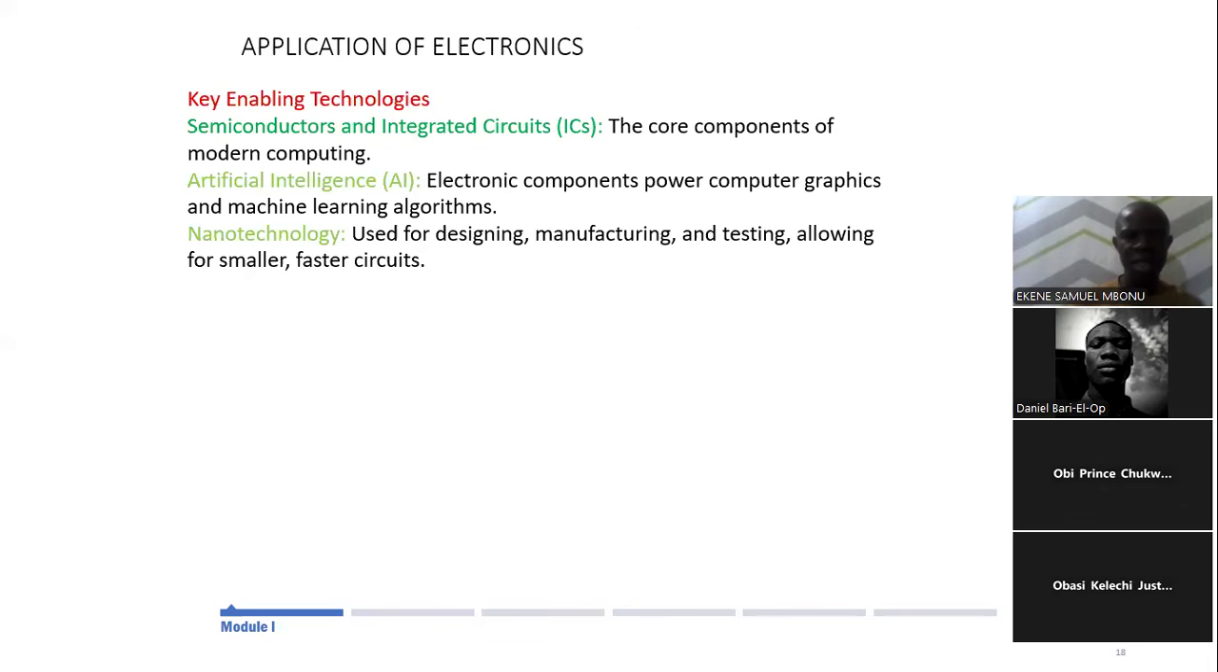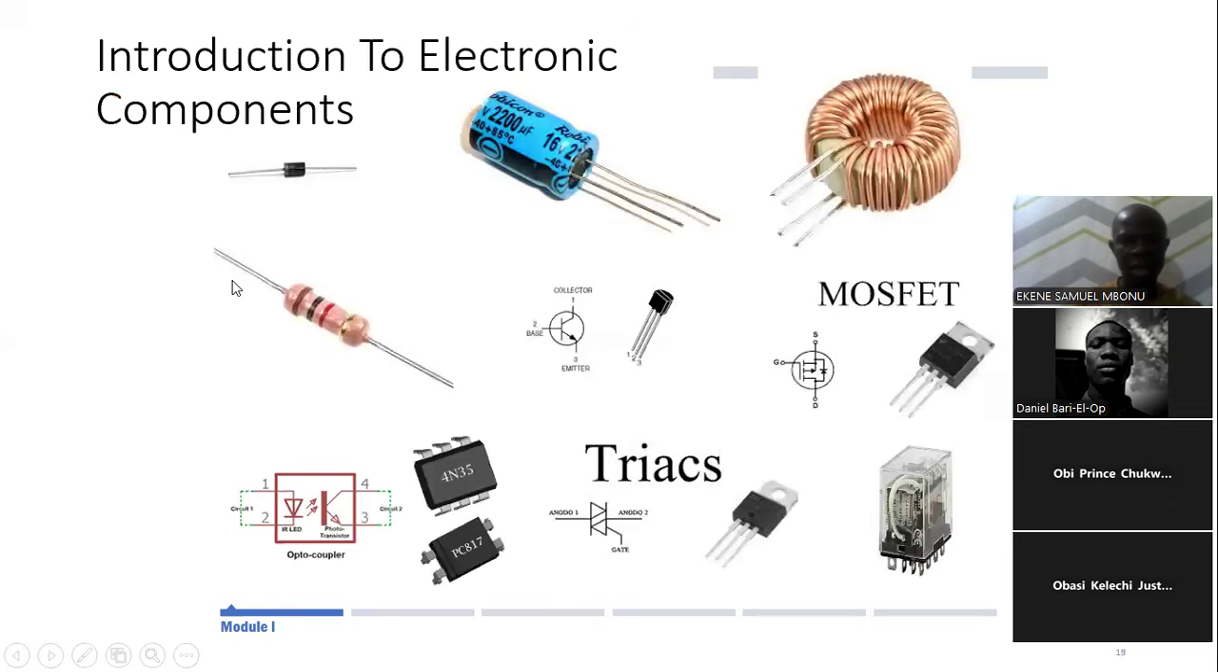Key enabling technologies that drive electronics: 1, semiconductors and ICs. These are the core components of modern computing. Artificial intelligence. Electronic components power computer graphics and machine learning algorithms. Nanotechnologies, used for designing, manufacturing, testing, and allowing for smaller and faster circuits.